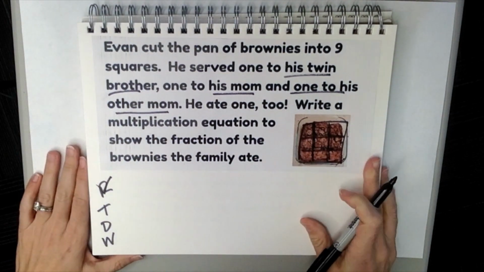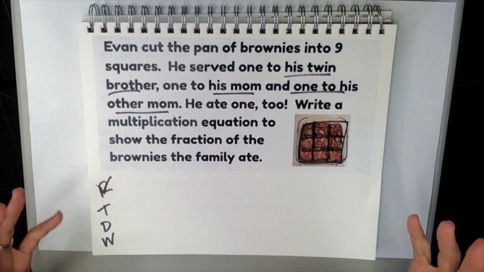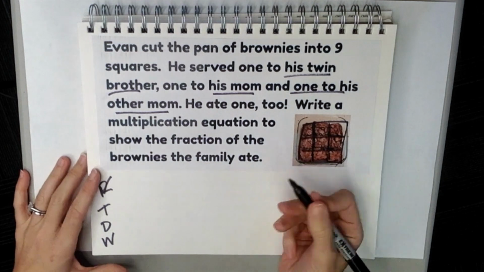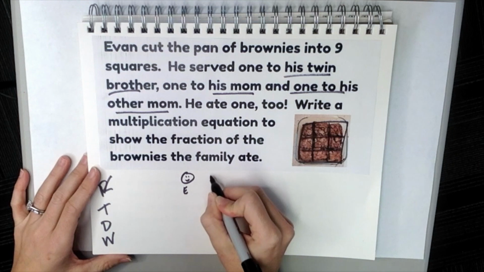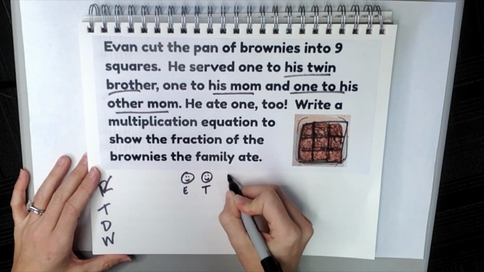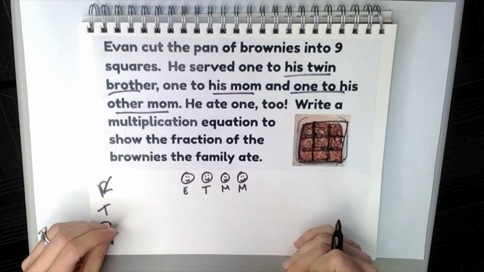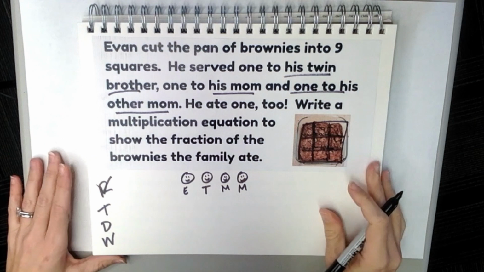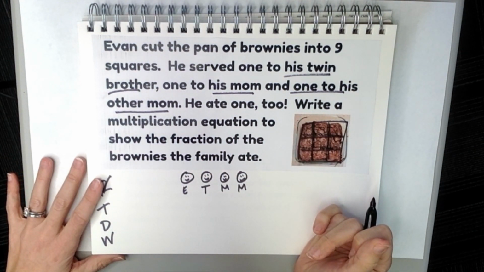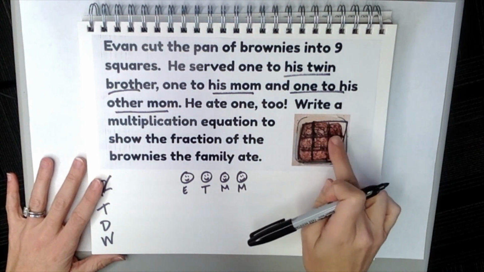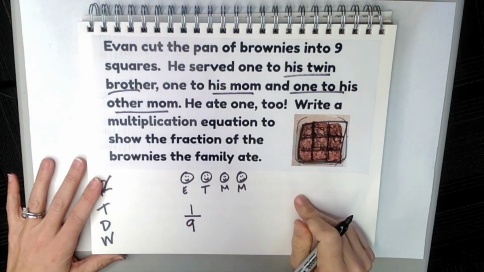Okay, so we have to figure out the fraction of the brownies, the total amount of brownies they ate. So you know what? I just need a little visual. So I need Evan. This just helps me. His twin brother, T for twin, mom, and his other mom. Okay, there's 4 of them, and there's 4 brownies that they ate. Yum, yum, yum, yum, yum. Okay, so I'm gonna write a multiplication equation to show the fraction of the brownies they ate. So each of them ate 1/9, because each of these parts is 1/9. So they ate 1/9 of these, and there's 4 of them.